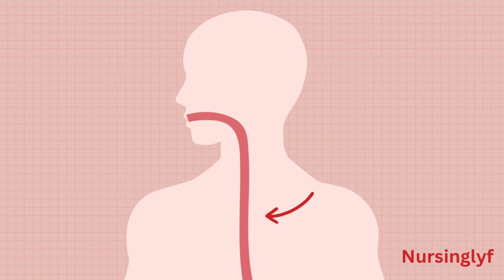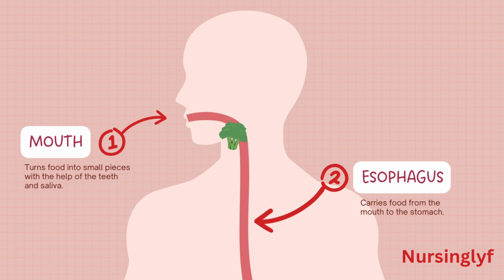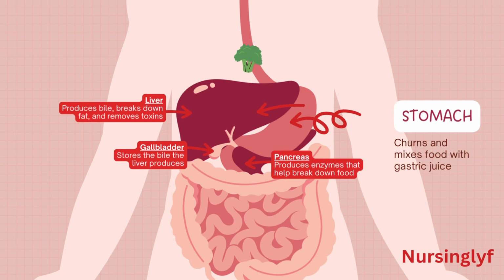In the journey of the digestive system, first food comes in contact with the mouth. Food enters the mouth, where teeth chew the food and turn it into small pieces, and saliva mixes with it to form bolus. Second, the esophagus carries food from the mouth to the stomach. Third, the stomach churns and mixes food with gastric juice, and we have some accessory organs like the liver, gallbladder and pancreas, which play their important role in the digestive system but do not come in contact with the journey of food.